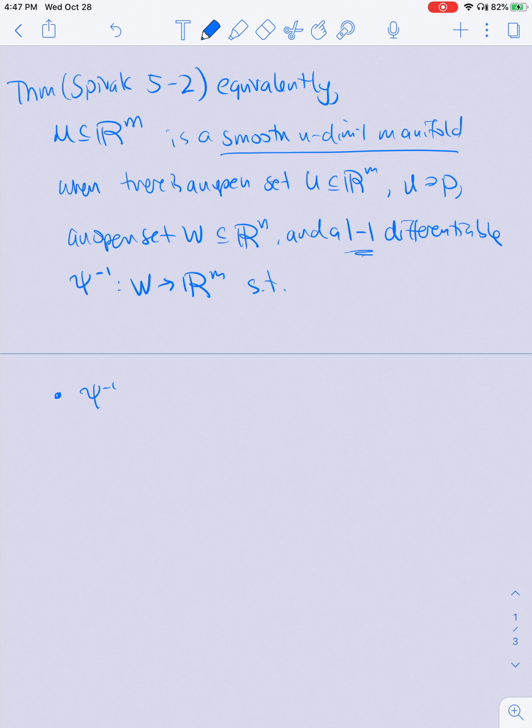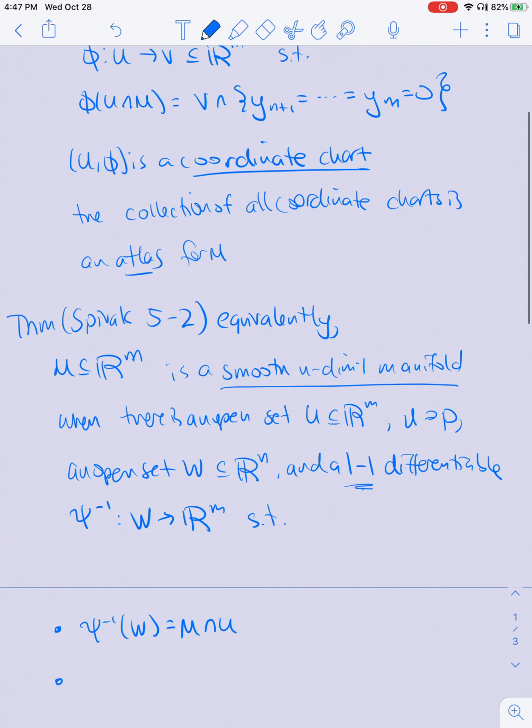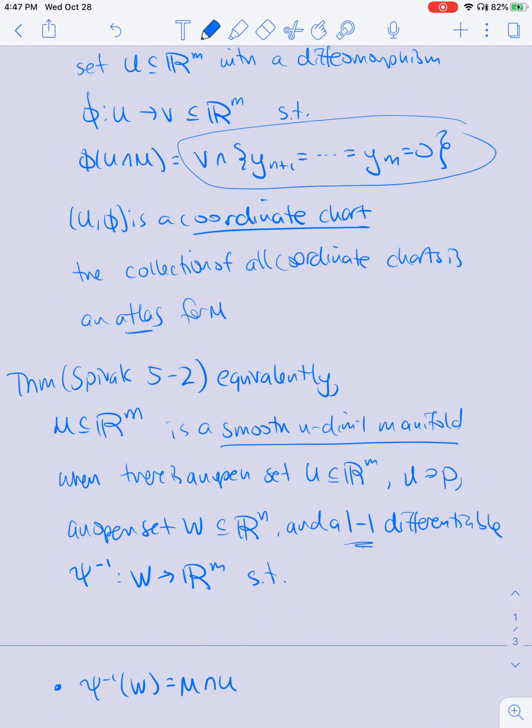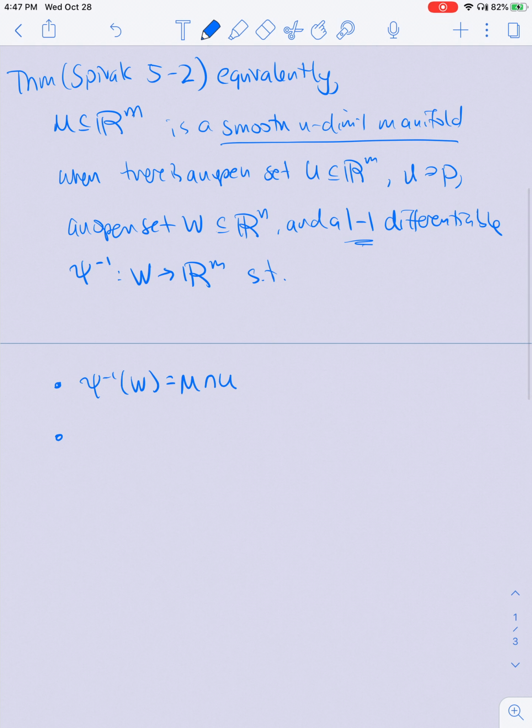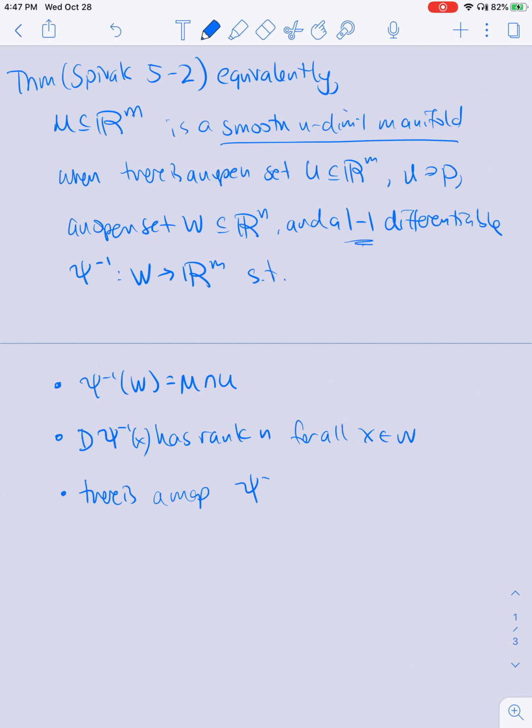Firstly, phi inverse of W is equal to M intersect U. So basically W is playing the role of V intersect the subset R^n of R^m. Second, D phi inverse has rank n for all x in W, so d phi inverse at the point x. And finally, there's a map phi, which goes from phi inverse of W to W, and it's continuous.